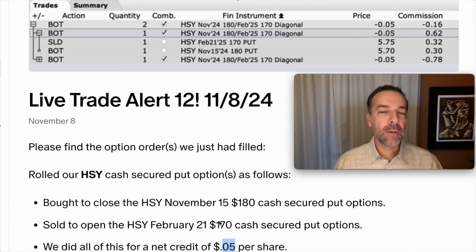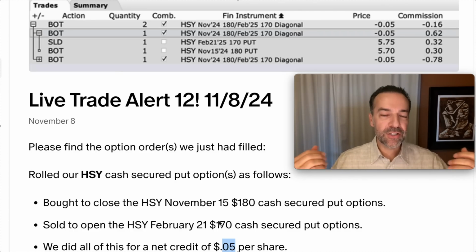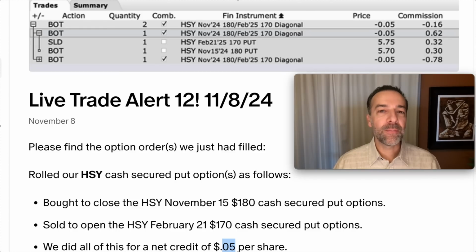Now I want to give you a couple of bonus tips that will help you when a position has gone deep in the money on you. Let's say, for example, I couldn't get enough out of this February option to fund rolling this November 180 put option down as I rolled it out. I will still walk with a debit.